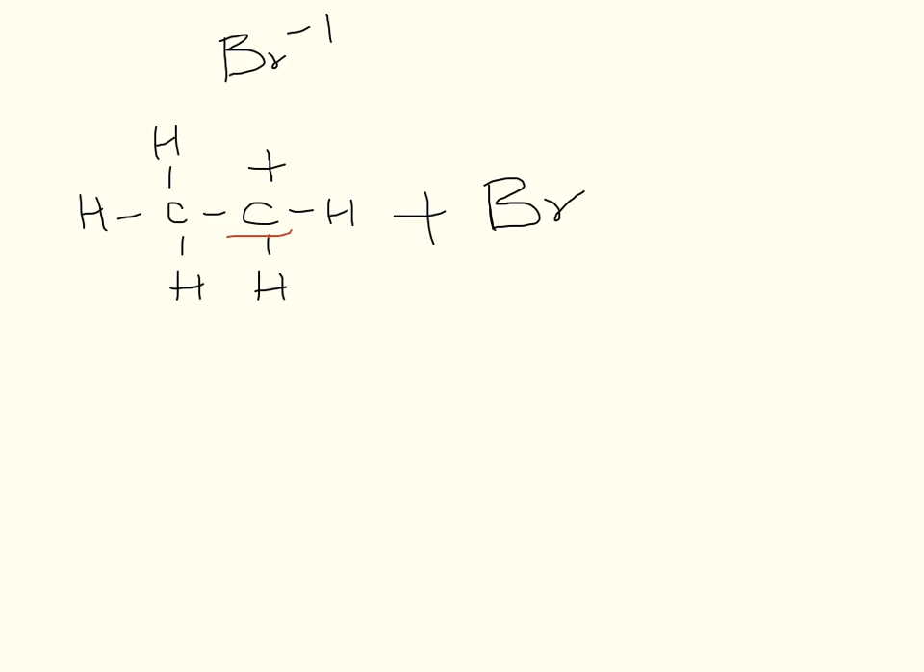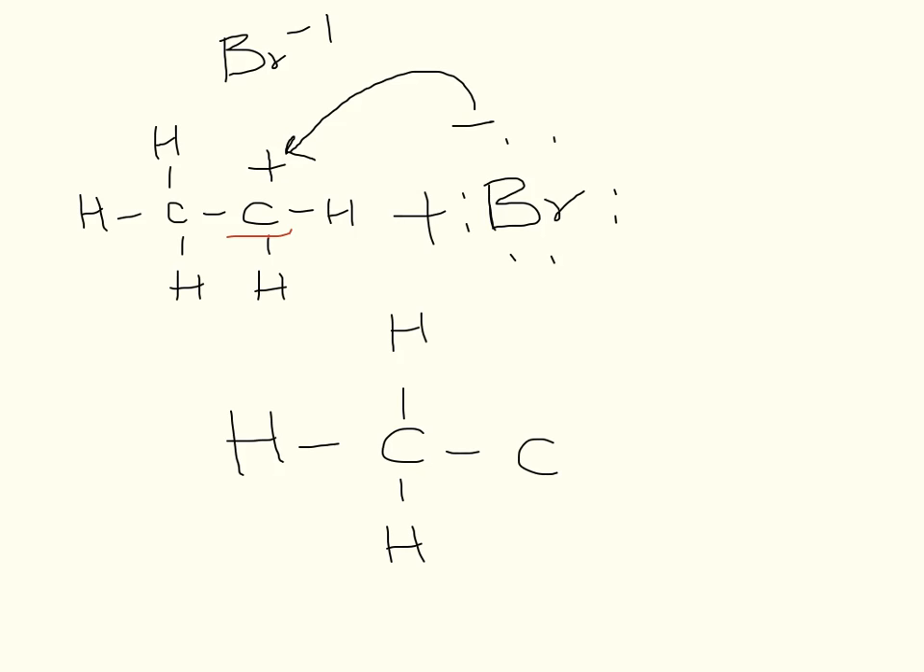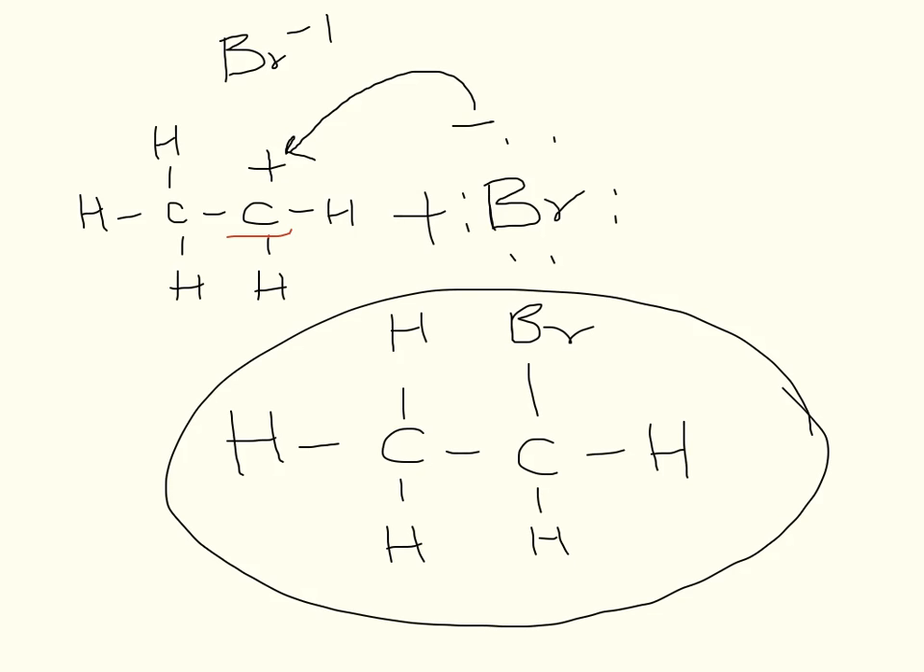Now originally bromine has 7 electrons, right? Because of Br minus, this will have 8 electrons. This Br minus reacts with this plus. So what do you get? H, C, H, H, C, H, Br and H. So this is the second step to form the alkyl halide.